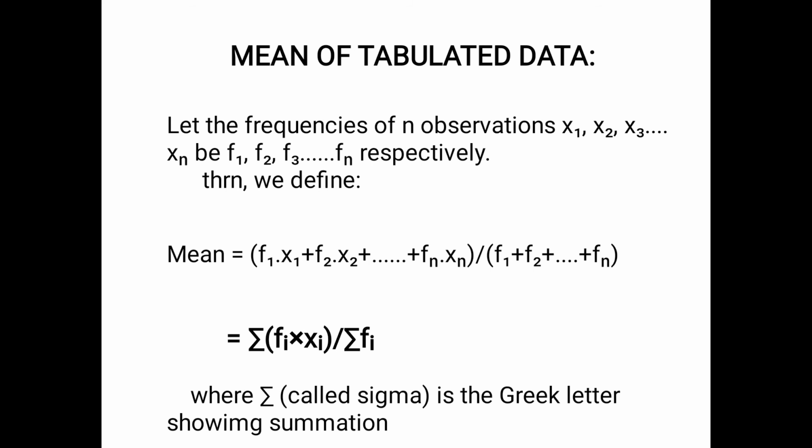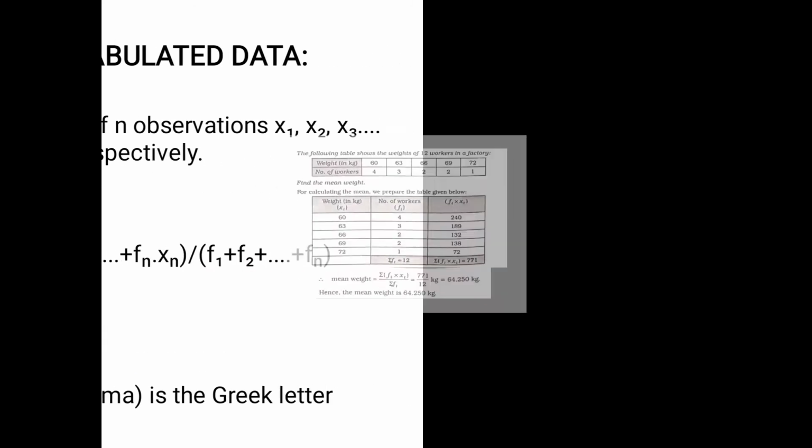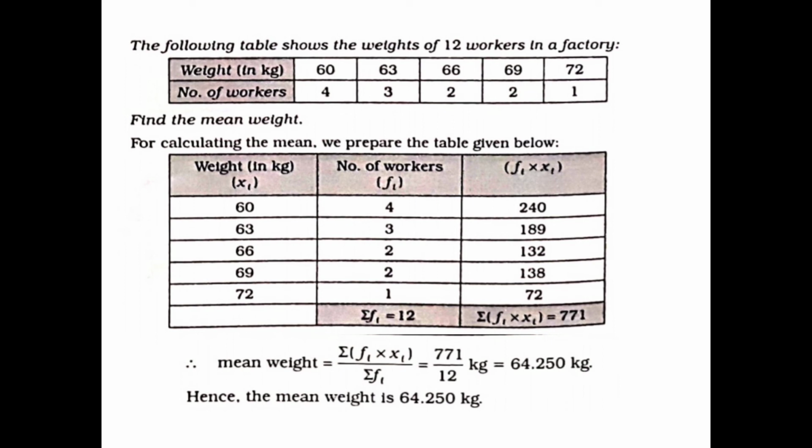fn. Coming to the formula, mean is equal to f1 into x1 plus f2 into x2, etc., fn into xn, divided by f1 plus f2 plus etc., fn. Instead of writing this full formula, we can shortly write sigma fi into xi divided by sigma fi. We can say this is sigma, or a summation. So the formula is sigma fi xi divided by sigma fi.